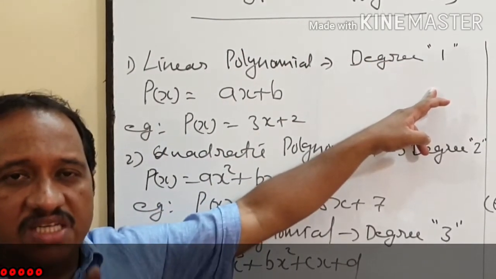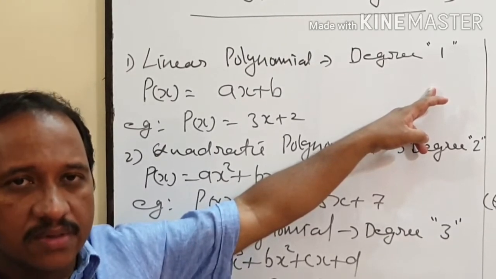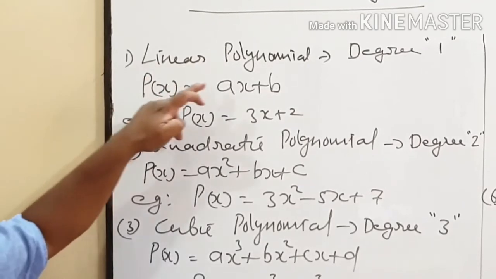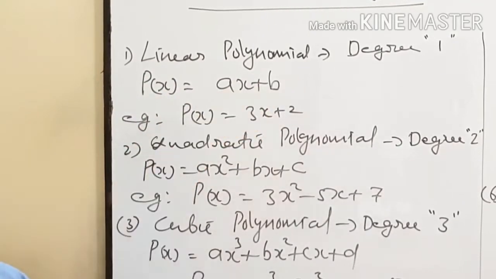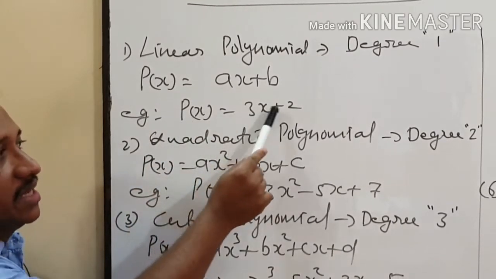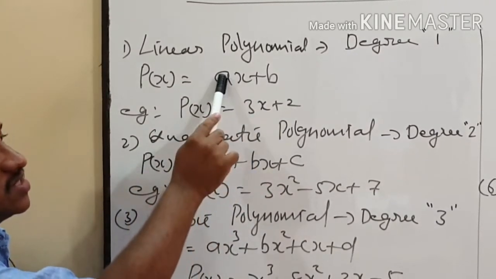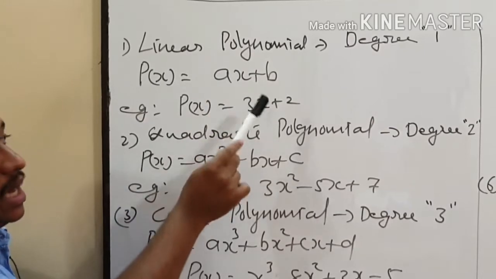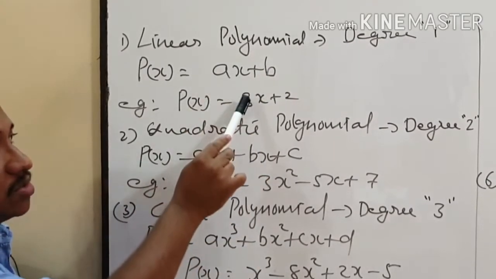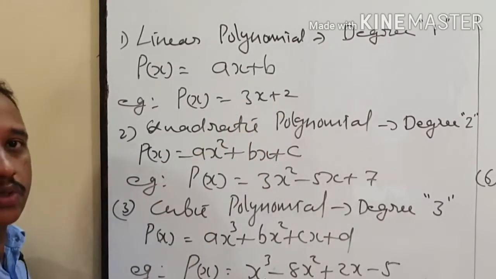Degree is 1 means the highest power of the variable is 1. The standard form of a linear polynomial is p of x is equal to ax plus b. Here we have an example, p of x is equal to 3x plus 2. You can compare the standard form and the example, and you can write the values of a and b. Here a is equal to 3 and b is equal to 2.